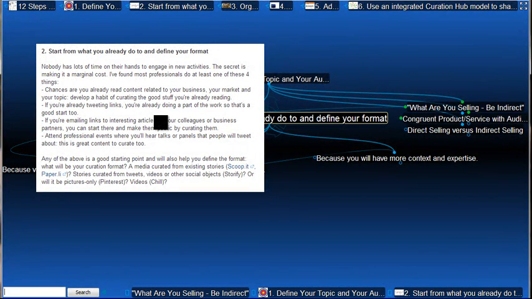But the thing is, people are already curating whether they know it or not, and that's what he's saying here. Chances are you're already content curating. Your email inbox is one of the biggest, luscious, profitable sources of curation out there.